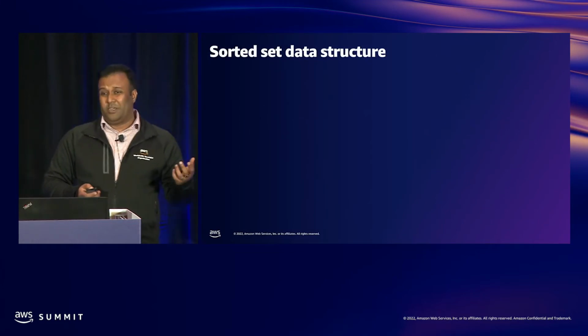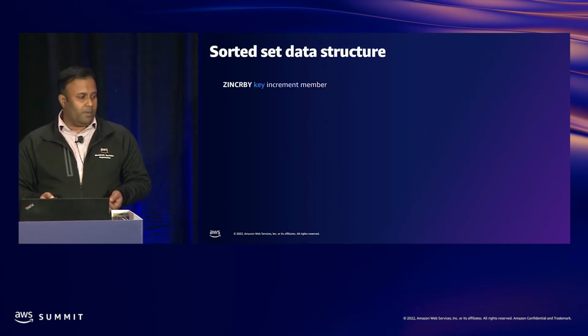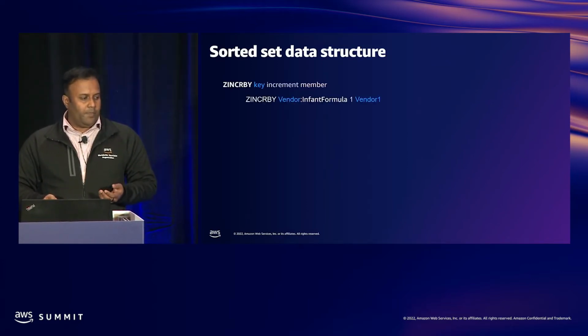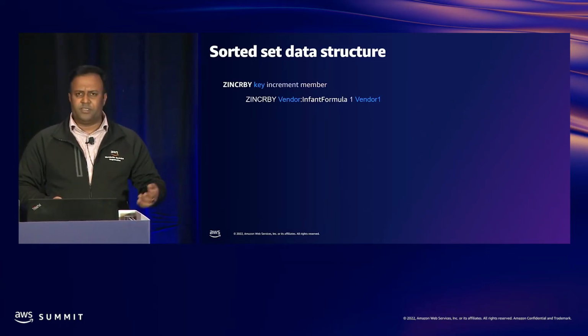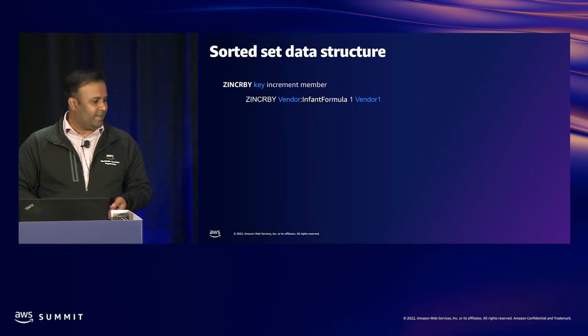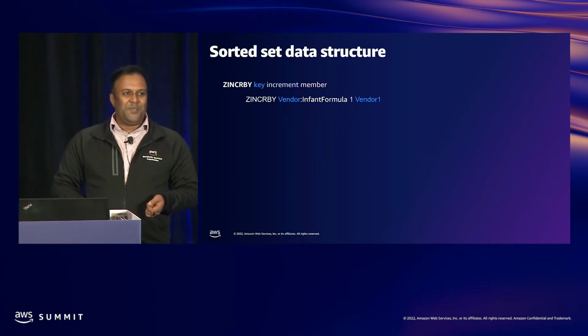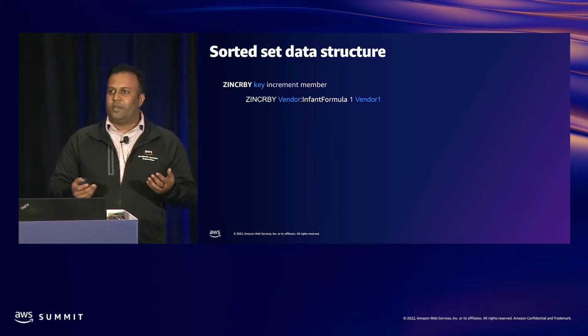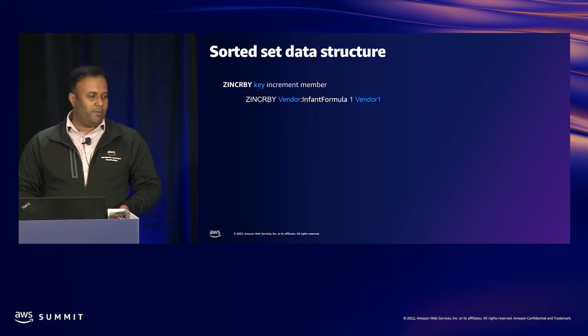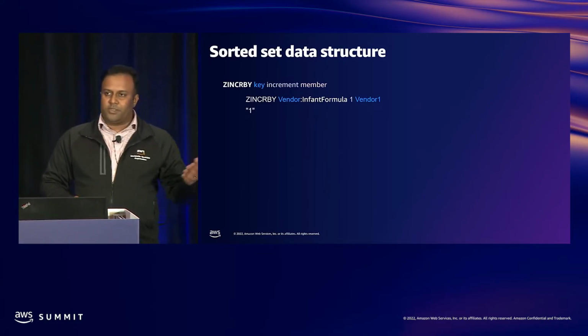So let's understand what a sorted set data structure is. You can use commands like ZINCRBY to increase the appropriate value. Let's say somebody orders an infant formula, which is relatively difficult to get these days, I guess. So once you're accessing it, you just increase that, hey, a particular person has ordered an infant formula, and then you get a response back.